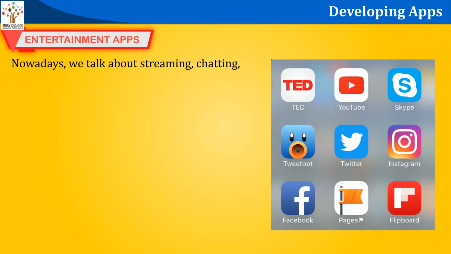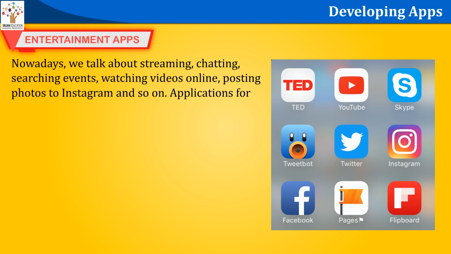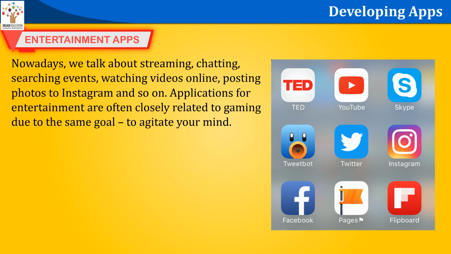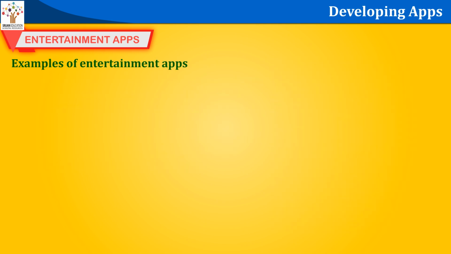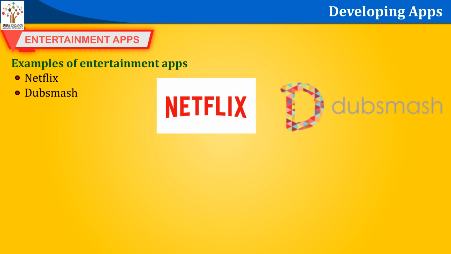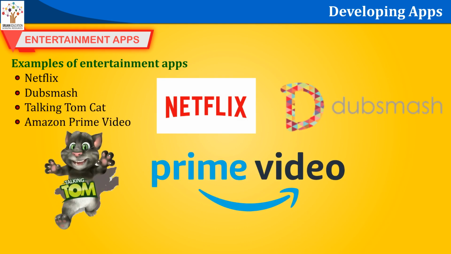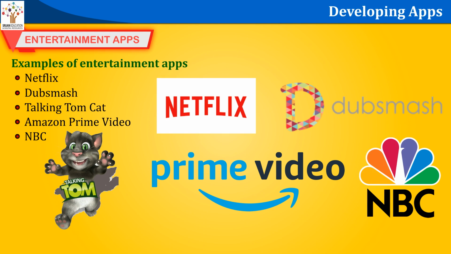Entertainment apps. Nowadays, we talk about streaming, chatting, searching events, watching videos online, posting photos to Instagram, and so on. Applications for entertainment are often closely related to gaming due to the same goal: to agitate your mind. These are the apps that have a tendency to invoke a kind of dependency. They keep us engaged, logged in, always checking for updates. Examples of entertainment apps: Netflix, Dubsmash, Talking Tom Cat, Amazon Prime Video, NBC.